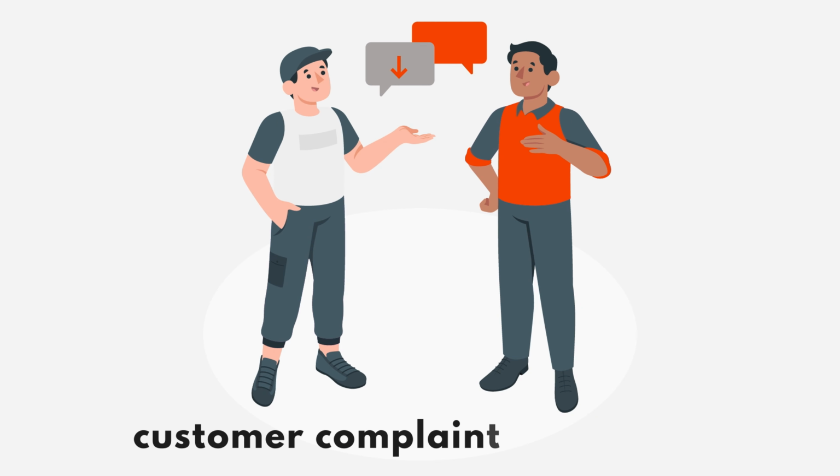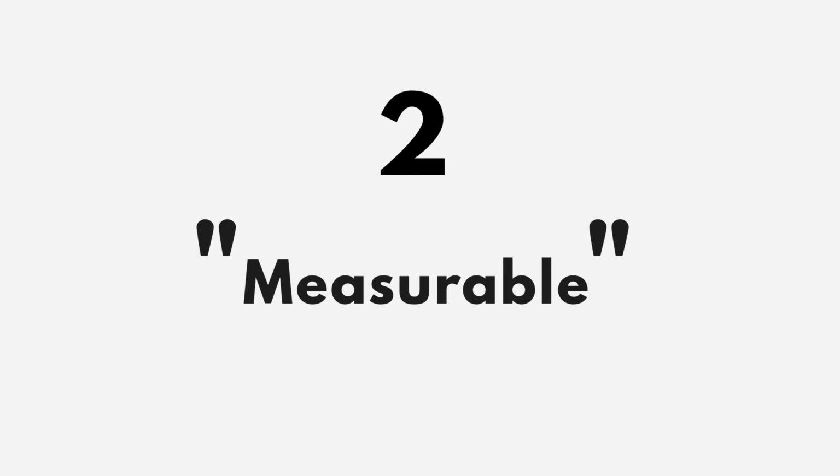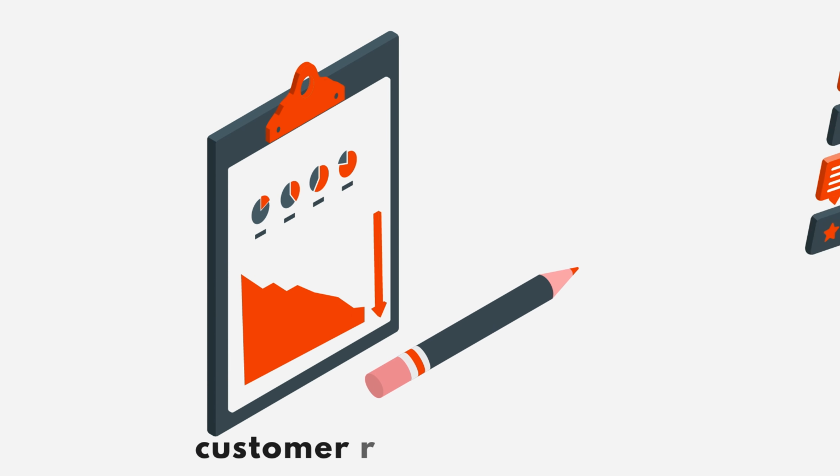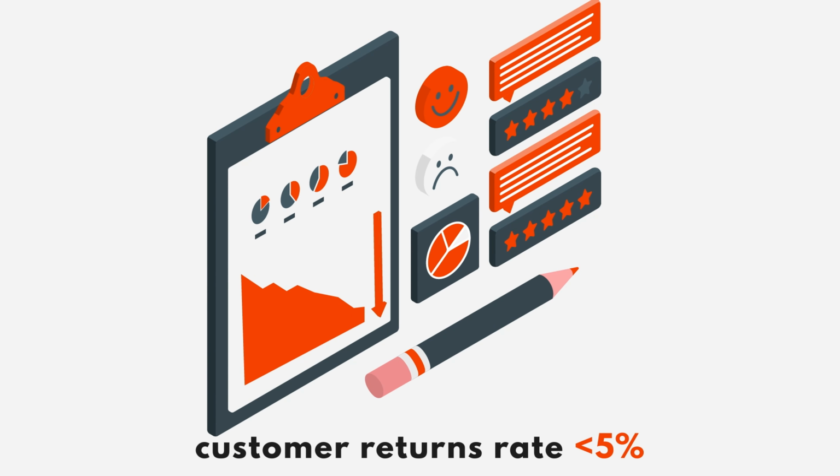1. S stands for specific. It must be clear and direct, linked to one activity or idea, for example, customer complaints reduction. 2. M stands for measurable. It must be quantifiable and traceable, for example, customer returns rate less than 5%.